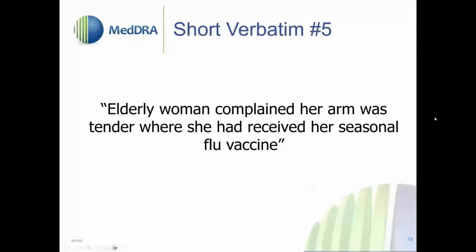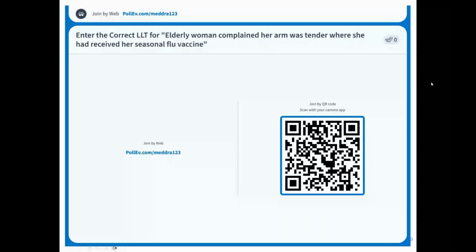This is the last example. So elderly woman complained her arm was tender where she had received the seasonal flu vaccine. Okay, so how would I start looking for this? What kind of root words would I put in the browser to look for this?